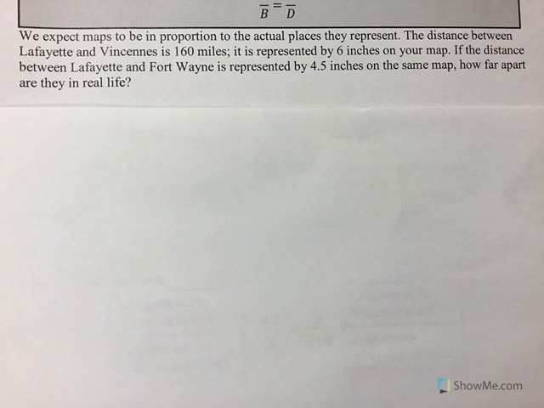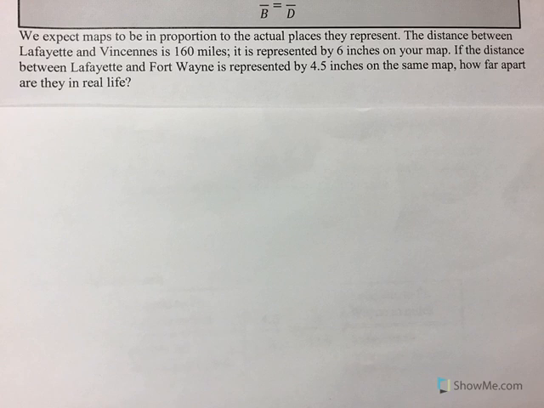I'm a huge fan of labeling my ratios as I make them. So we expect maps to be in proportion to the actual places they represent. The distance between Lafayette and Vincennes is 160 miles. It is represented by 6 inches on your map. If the distance between Lafayette and Fort Wayne is represented by 4.5 inches on the same map, how far apart are they in real life?